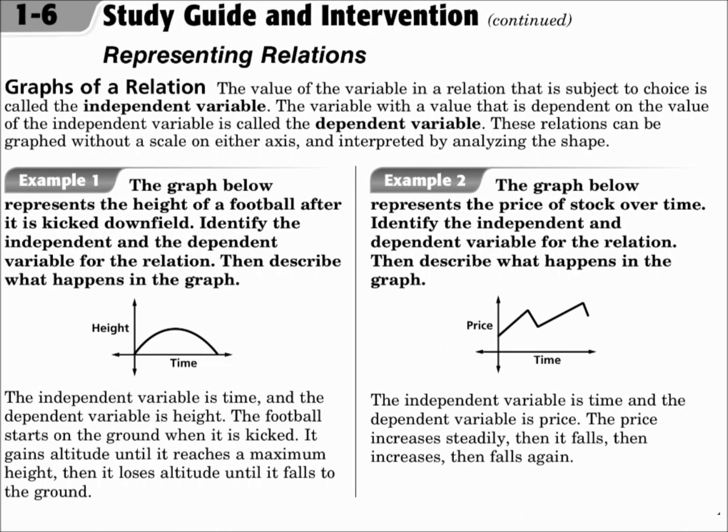Graphs of a relation. The value of the variable in a relation that is subject to choice is called the independent variable. The variable with a value that is dependent on the value of the independent variable is called the dependent variable. These relations can be graphed without a scale on either axis and interpreted by analyzing the shape.